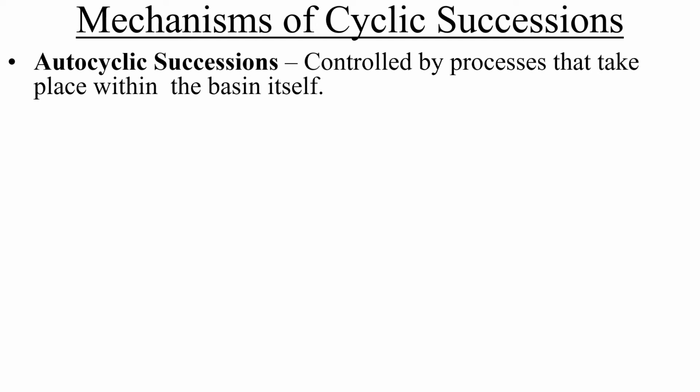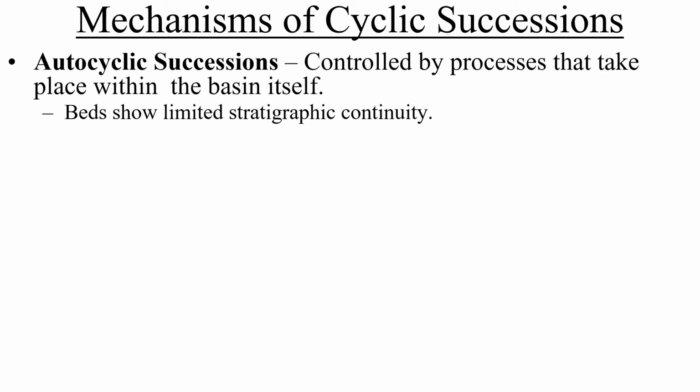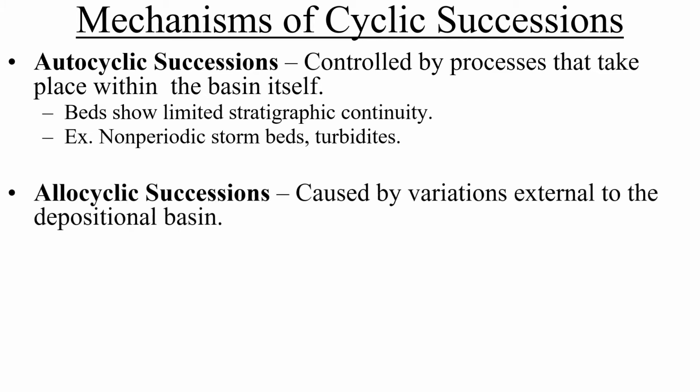Before we get into what different types of timescales we have, though, we should really look at the mechanisms behind these cyclic sedimentary or stratigraphic successions. First off are what we call autocyclic successions. These are going to be a series of repeating stratigraphic patterns that are controlled by processes that are going on within the depositional basin itself. Not to be confused with allocyclic successions, which happen from outside of the basin.